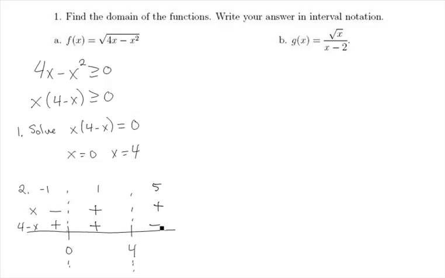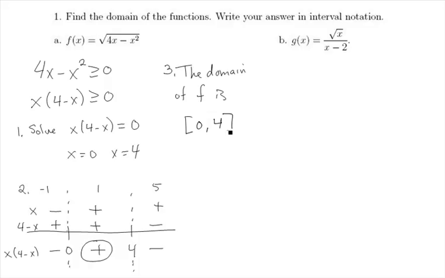So as a result, the product of x with 4 minus x, for any value less than 0 is going to be negative. For any value between 0 and 4 is going to be positive, positive times a positive. And then for any value larger than 4 is going to be negative. So now we have a good idea of when this product is positive and negative. And we're looking for when it's greater than or equal to 0. That's in the region between 0 and 4. So our domain of f is everything between 0 and 4, including 0 and including 4.